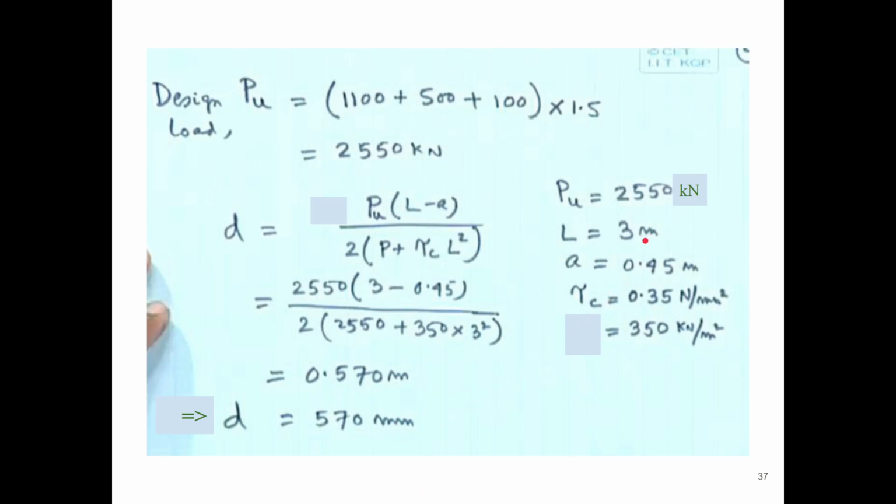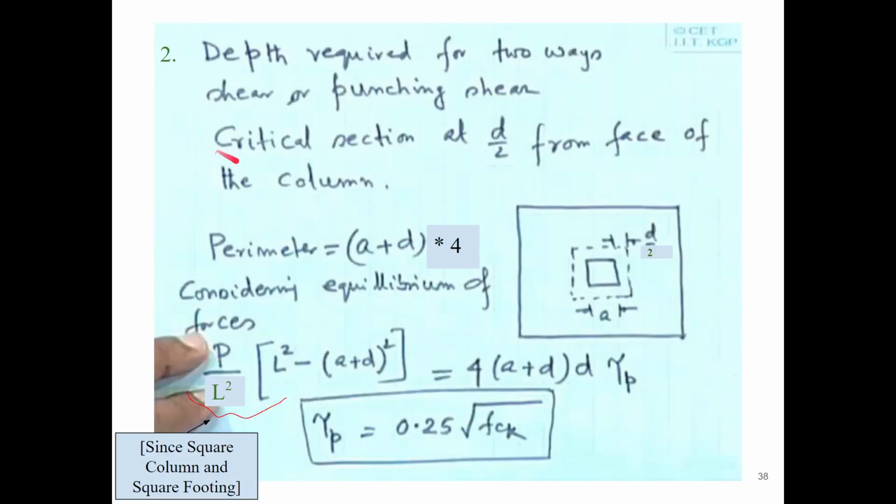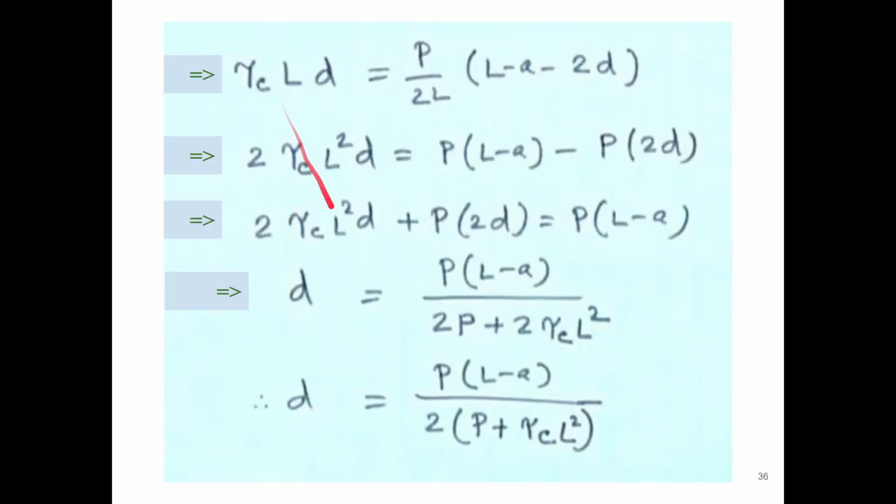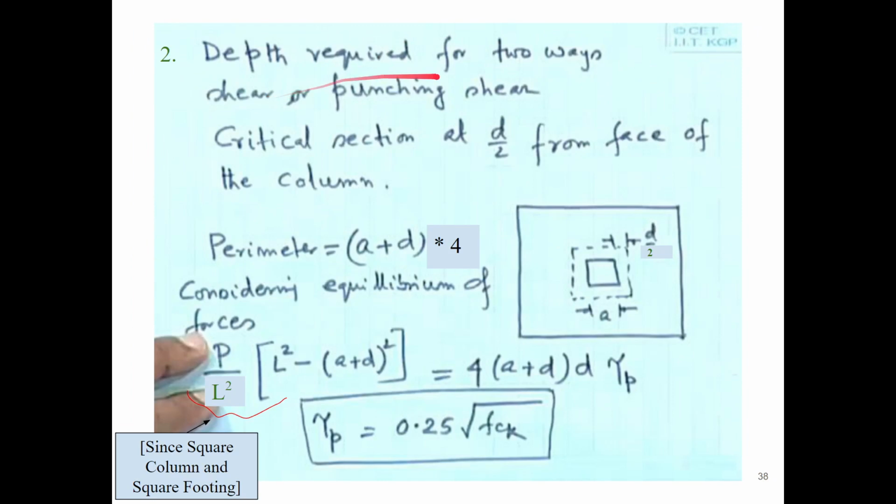So we got the sectional dimension as 3 meter by 3 meter, and effective depth of footing as 570 mm. Let us check if this dimension is satisfying or not. This we got from the one-way shear critical case. Now let us see the two-way shear critical case or punching shear case.